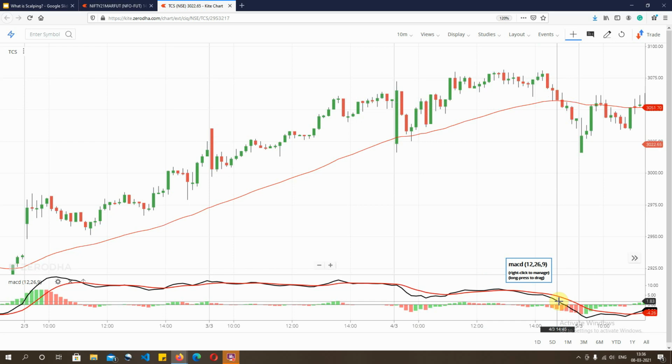I hope this simple presentation and demo gave you a brief on scalping: what scalping is, what should be done, and what should not be done.